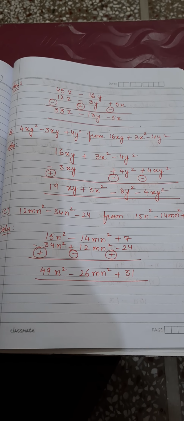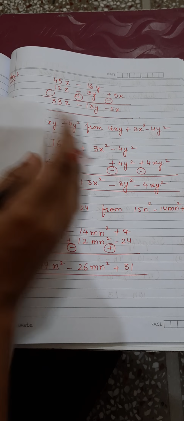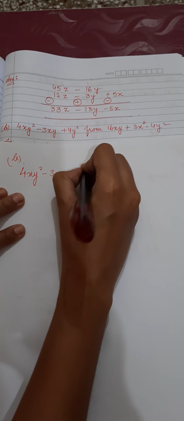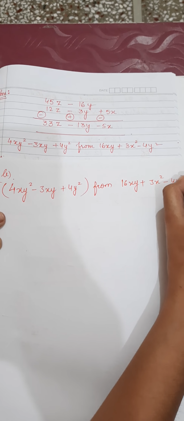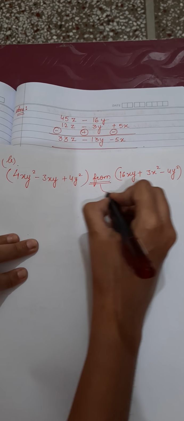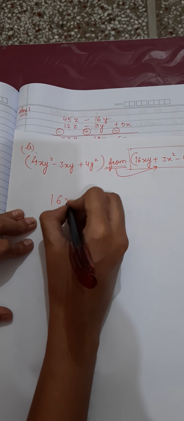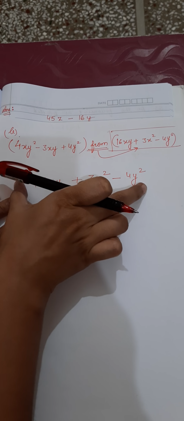I'll be explaining B part also, because this is a new concept for you. So I'll be doing B part. Now the B part is 4xy square minus 3xy plus 4y square. You have to subtract this complete expression from 16xy plus 3x square minus 4y square. This is the second expression. Now you are going to subtract it. Again, "from" is there. So whatever is after "from", that complete expression I am going to write firstly. So it is 16xy plus 3x square minus 4y square.